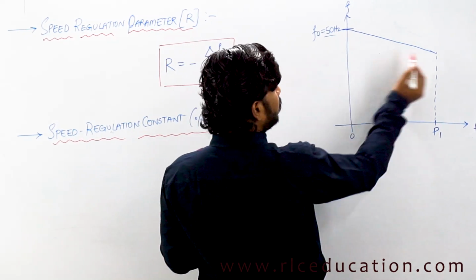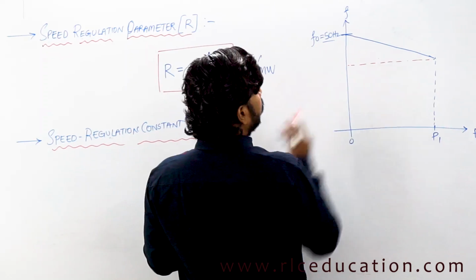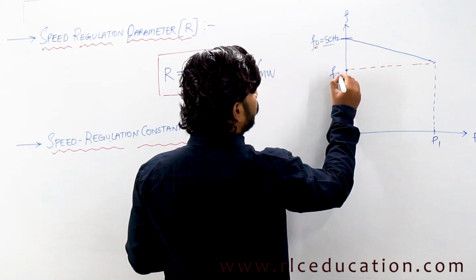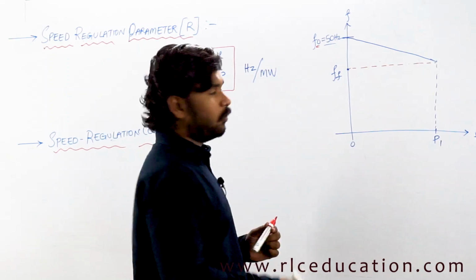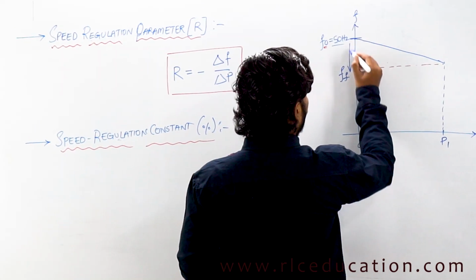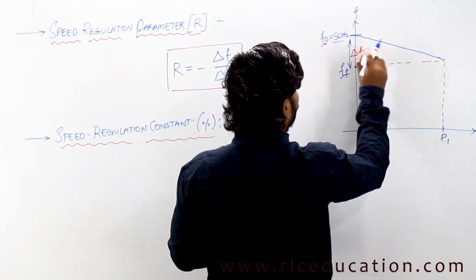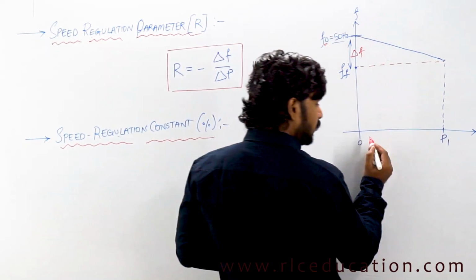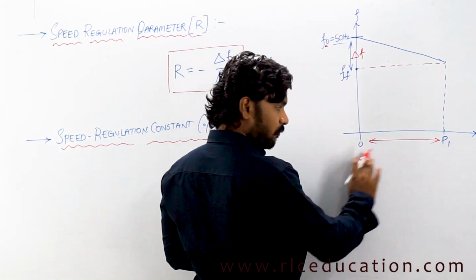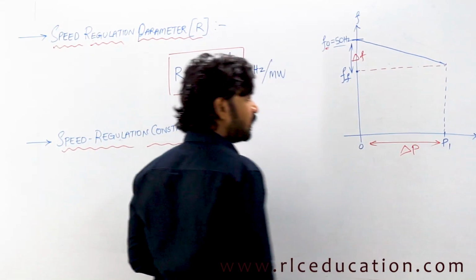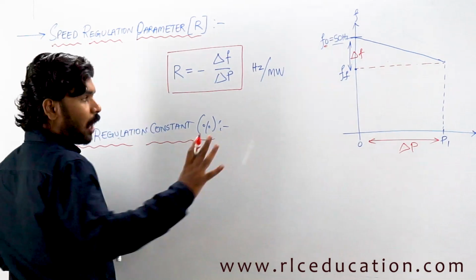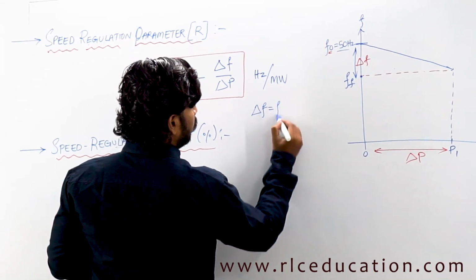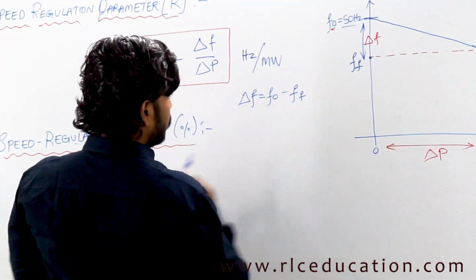So during this period, what is the change in frequency from no load to full load? Let us say the initial frequency was F0, and here the frequency settles at FF, where FF is the frequency under full load condition. The change in frequency is this, delta F. This delta F is the change in frequency from no load to full load. Simultaneously, delta P is the change in power output from no load to full load. I hope you understood what delta F and delta P are. Let me write down here, delta F is the no load frequency minus the full load frequency.